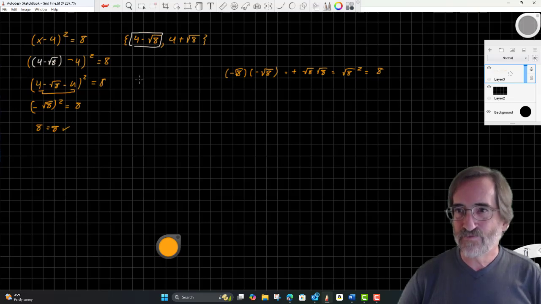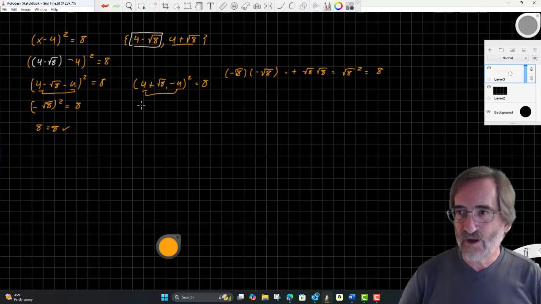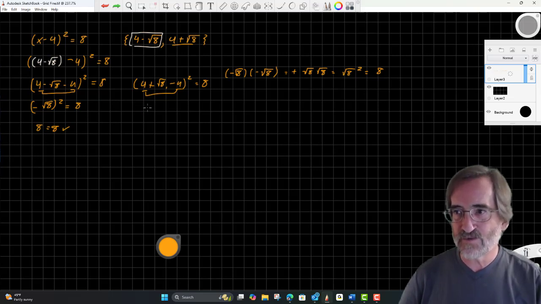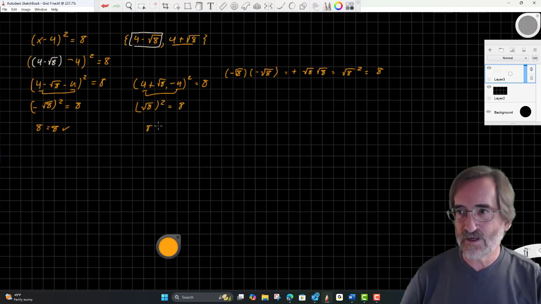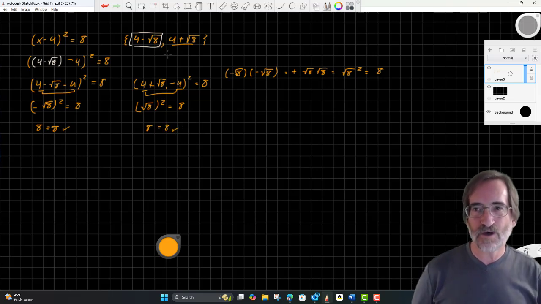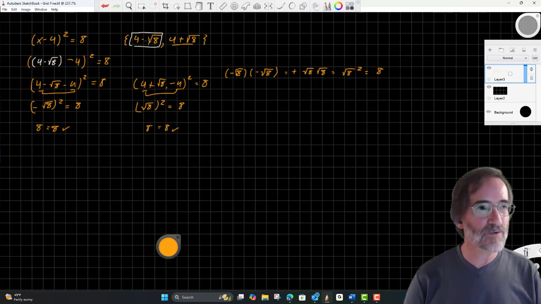Let's try the other. X minus 4, so 4 plus root 8 minus 4 squared equals 8. 4 minus 4 is 0. So we have 0, or just plus root 8. Root 8 squared, or root 8 times root 8, is 8. So 8 equals 8. It checks out. So both solutions are valid solutions to the quadratic equation.